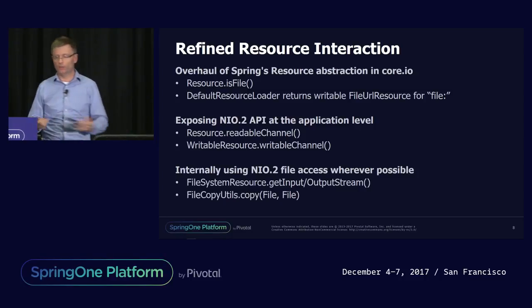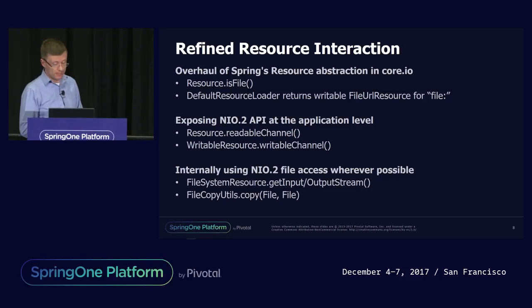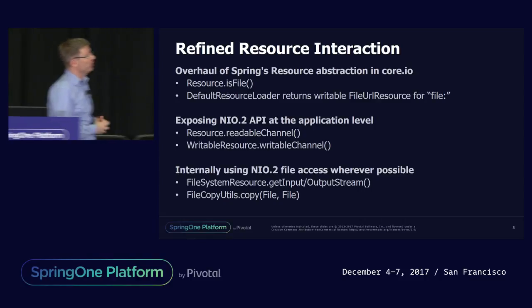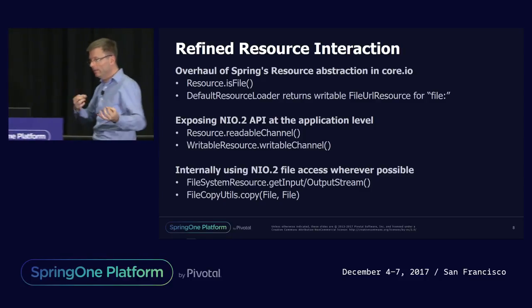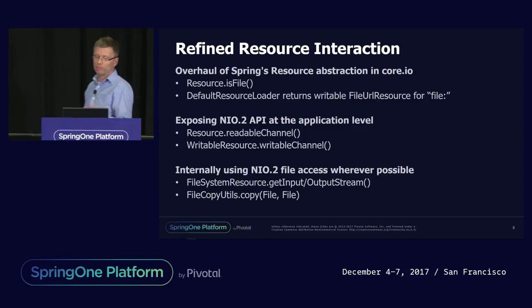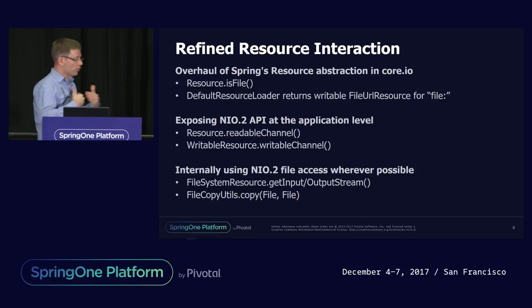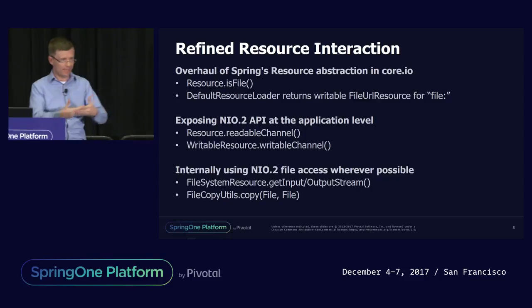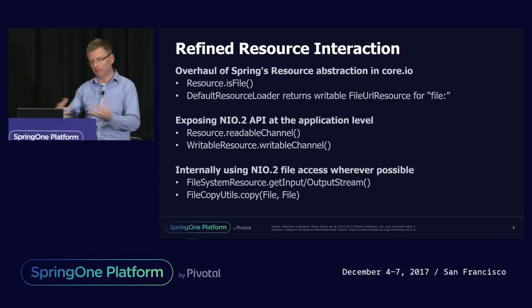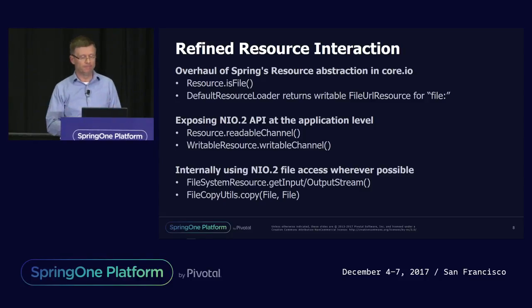So the use of NIO2 is something obvious. We have a baseline of Java 8 now. We can rely on NIO2 being present. We're really embracing it. If you'd also like to embrace it, there are new methods on, for example, Resource, giving you an NIO2 channel for reading, or on WritableResource, giving you an NIO channel for writing. So it's also a more natural interaction with other NIO2-based code that you might have, or that you might call from another library or another framework.